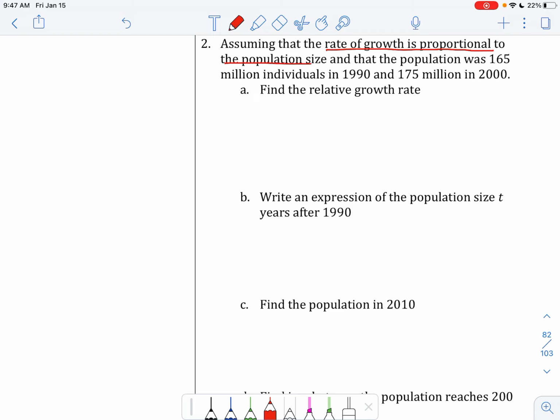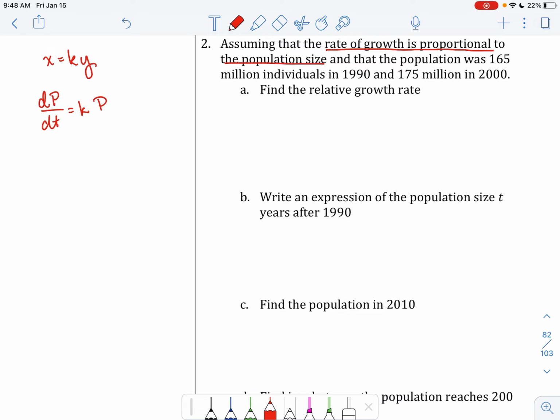This means it is that exponential model, because remember, proportional is x is equal to ky. So in this case, the rate of growth, dP/dt, is equal to k times population size. So whenever you see that, that just means, oh, gotta use my exponential growth model, and that means that I can use my P is equal to initial population times e to the kt.